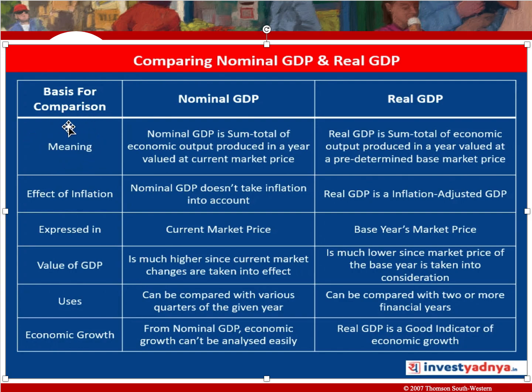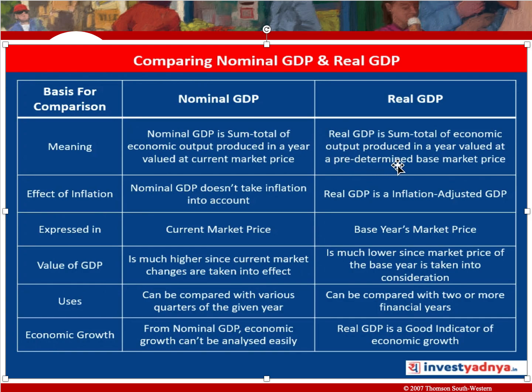So in terms of its conceptual meaning, nominal GDP is the sum of total economic output produced in a year valued at the current market price. Yes, current market price, iaitu harga pasaran semasa. It does not take into account the value of the market in the years in the past. So real GDP is the sum total of economic output produced in a year valued at a predetermined base market price.